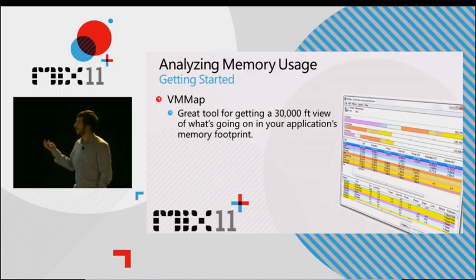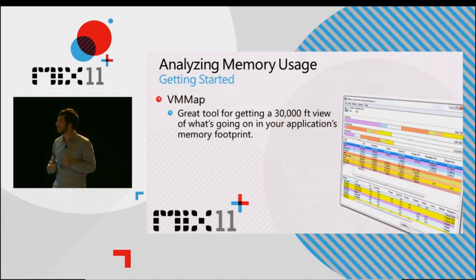I use VMMap to get, I'd say, the 30,000-foot view of my memory usage. And then from there, I decide, am I going to look at managed memory or native memory? And from there, I'll segue into a better tool, a more specific tool that can give me more actionable data so that I can make changes to the app.